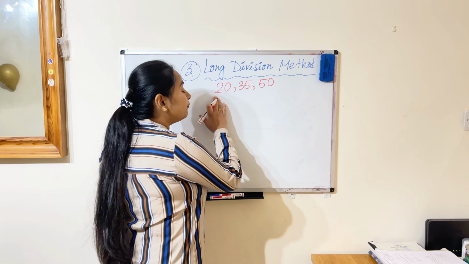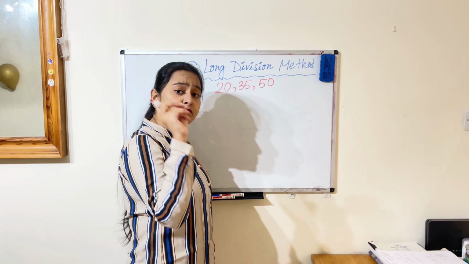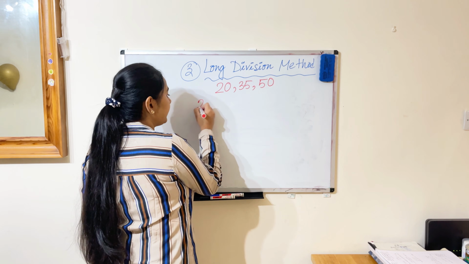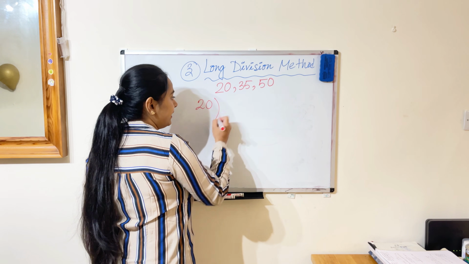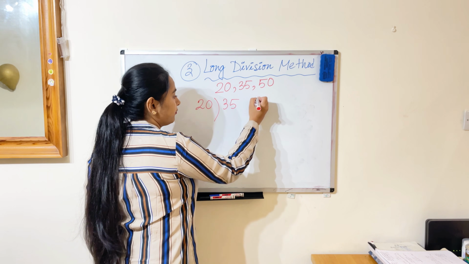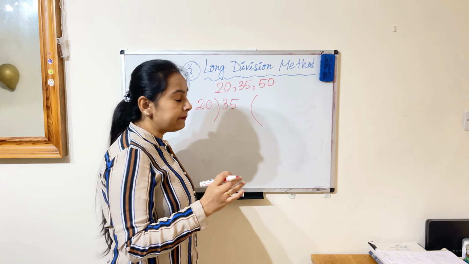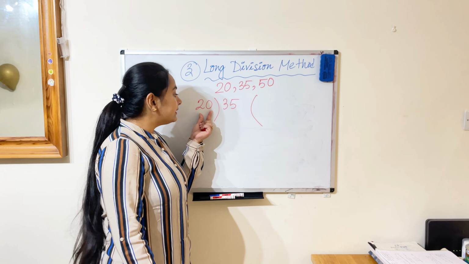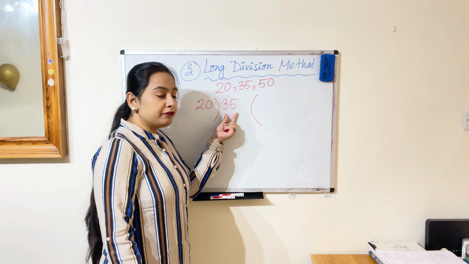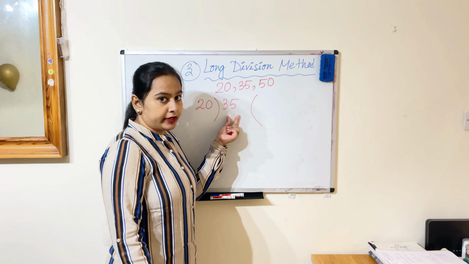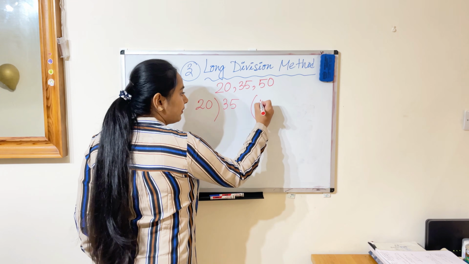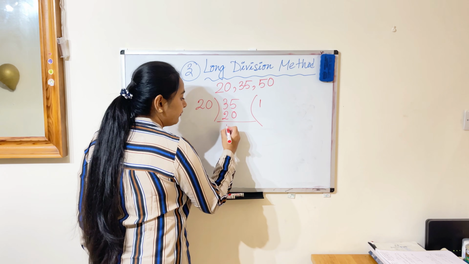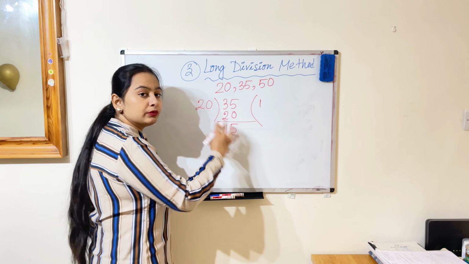So first you have to choose which one is the smallest among them. So 20 is the smallest among them. So I am taking 20 for it and 35 right over here, the next number, right? So this one, 20, is considered as the divisor and 35 is considered as the dividend over here, right? So 20 ones are 20. Same as the division method. What is the remainder over here? 15. We can't continue this, right?